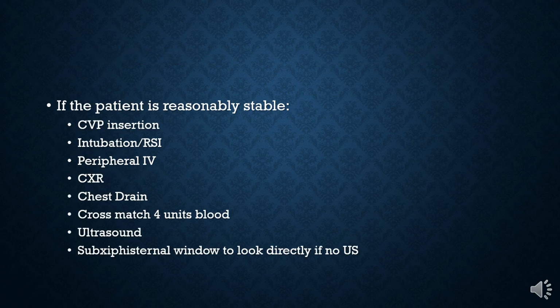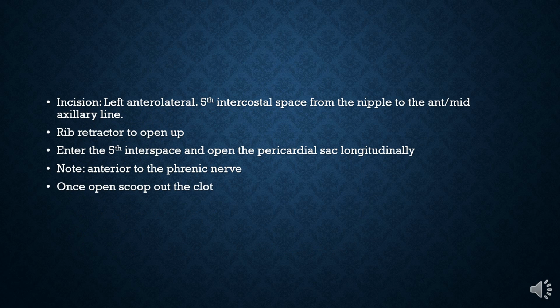If the patient is reasonably stable: CVP line insertion, intubation, RSI, peripheral IV, chest X-ray, chest drain, cross-match 4 units of blood, ultrasound, or a subxiphoid window to look directly if no ultrasound. Incision: left anterolateral fifth intercostal space from the nipple to the anterior mid-axillary line, rib retractor to open up, enter the fifth interspace and open the pericardial sac longitudinally, anterior to the phrenic nerve. Once open, scoop out the clots.